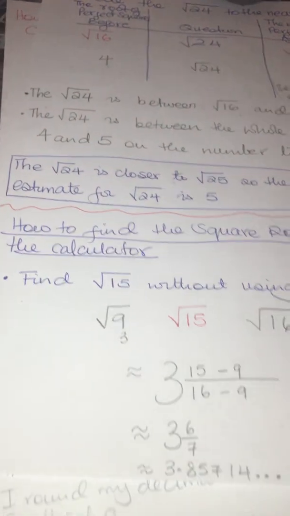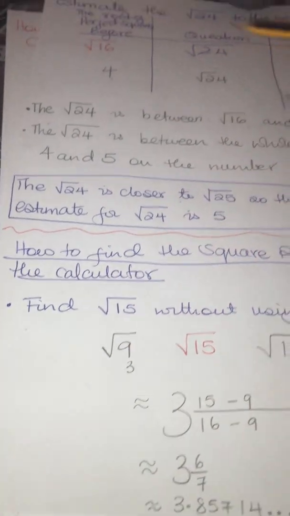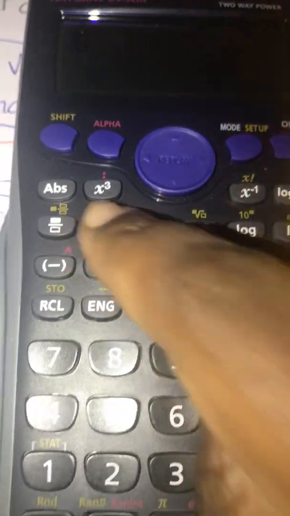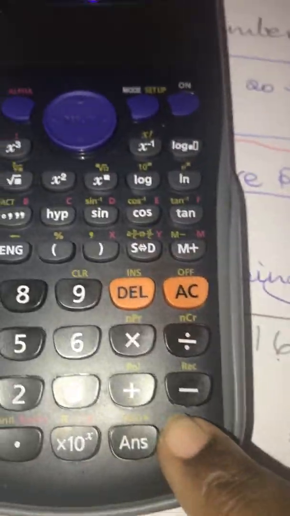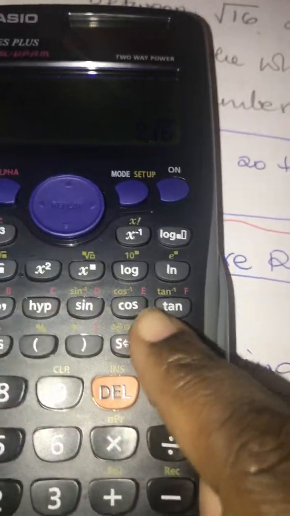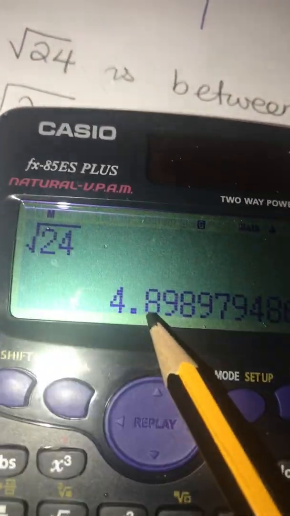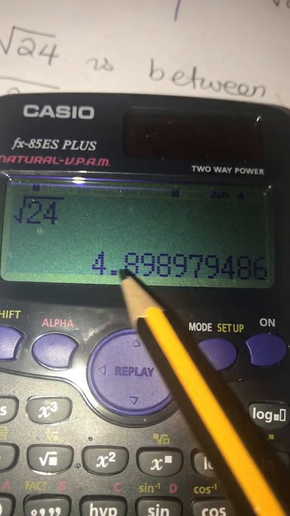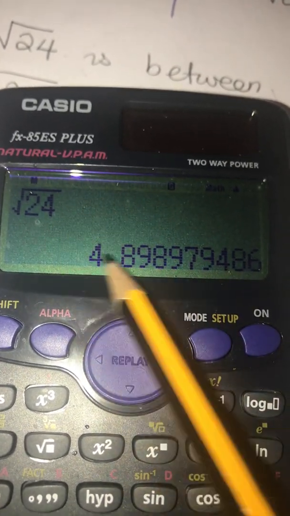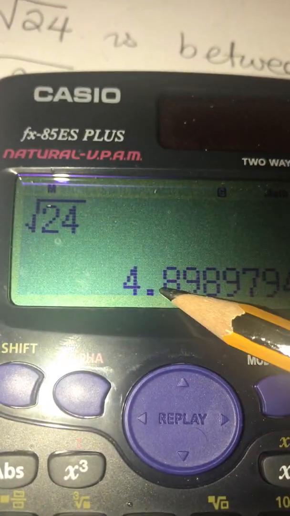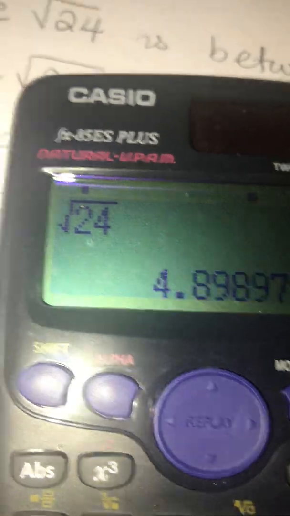Okay? Now, how can I do this without the calculator? Because I can do it with the calculator. So, let us see with the calculator. I turn it on, I press square root, I press 24, equal, get SD. And you see this is 4.8. If I round this to the nearest whole number, I get 5. So that's why I say the square root of 24 is closer to 5.